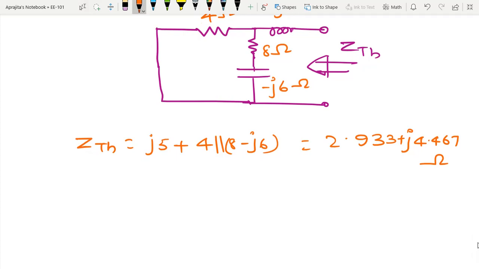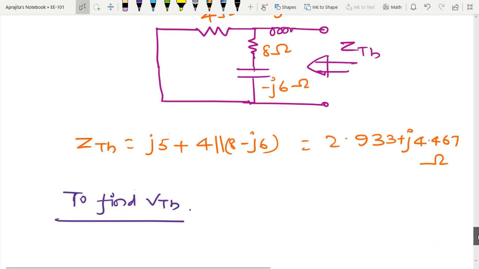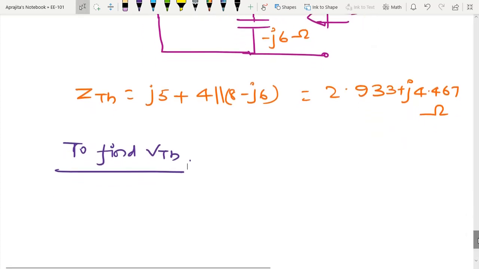Now I have to find the VTH. So to find VTH, again I have to redraw the circuit, and at this time I have a circuit like this.